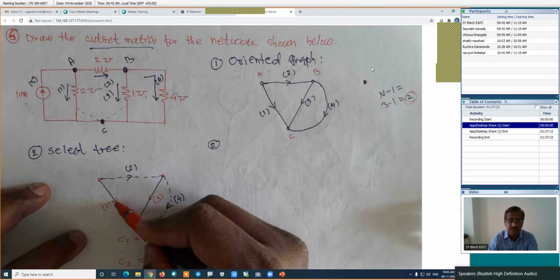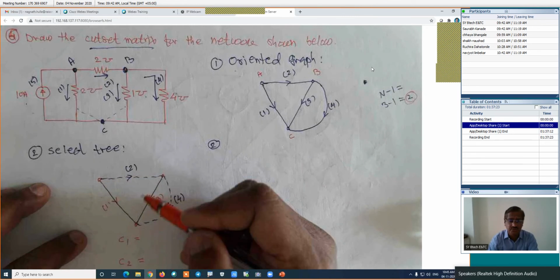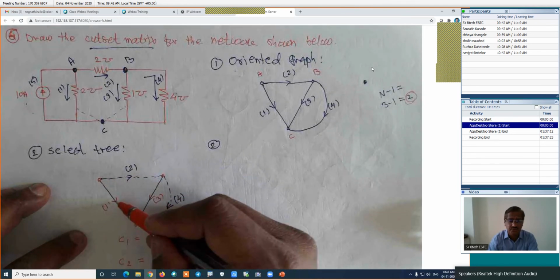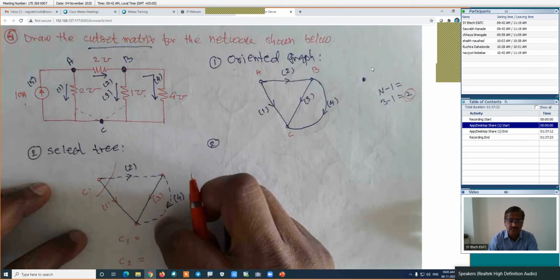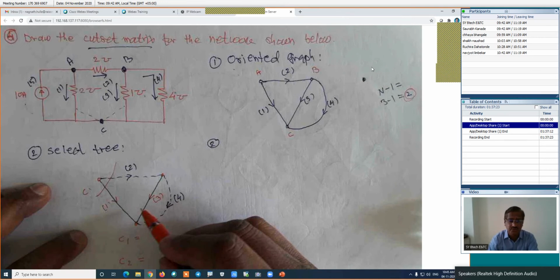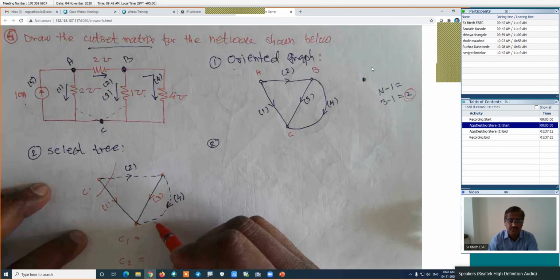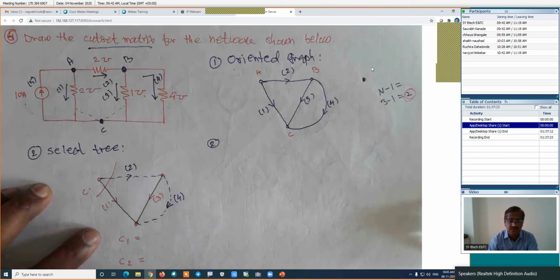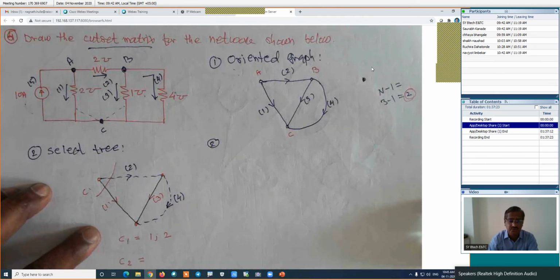For this first tree branch, because I have taken this as a tree, I will take the cut set here. This is C1. I cannot take the cut set here because it is not valid. If I take the cut set here, these 2 tree branches will be there. Or maybe it is 1, 2, 3. If we remove these 3 branches by taking the cut set here, that set consists of 2 tree branches. That's why that is not a valid cut set. Here, branch number 1 and branch number 2 is the valid cut set.